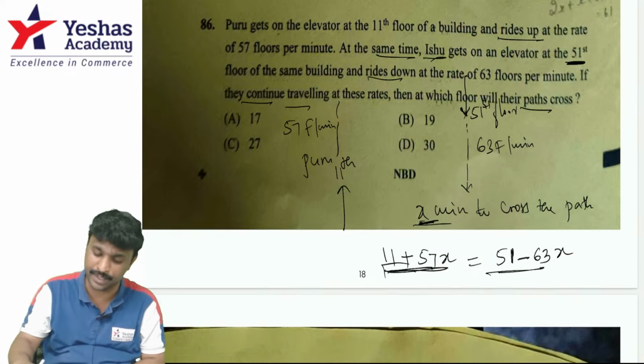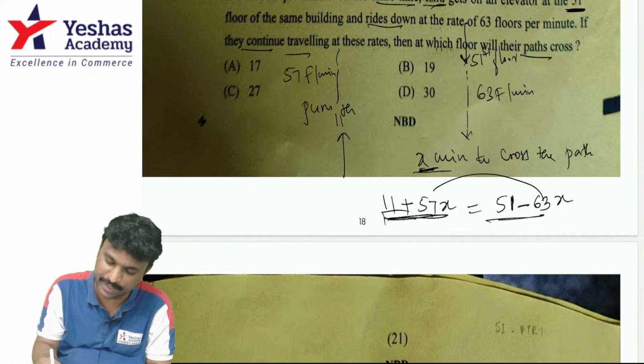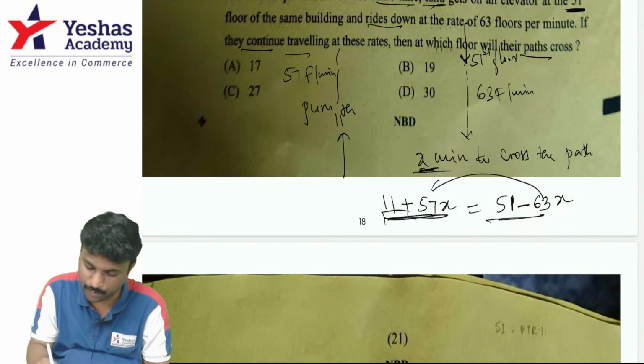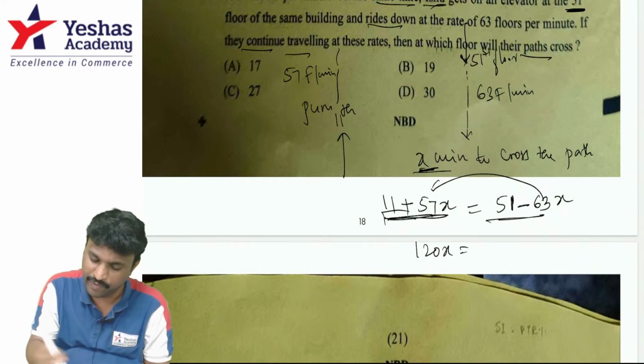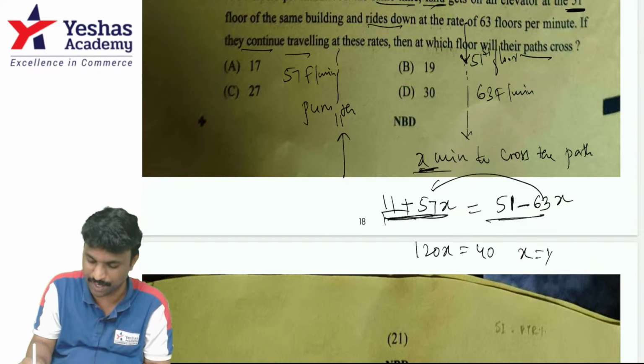LHS equal to RHS. Now first of all I have to find out the value of x. How do I do it? Minus 63 becomes plus 63. So 57 plus 63 gives me what? 120. So 120x equal to 51 minus 11, which is 40. So x is equal to 40 by 120, which is 1 by 3.